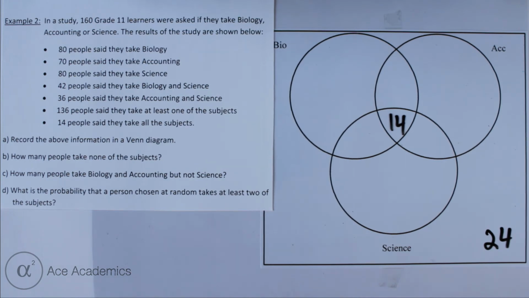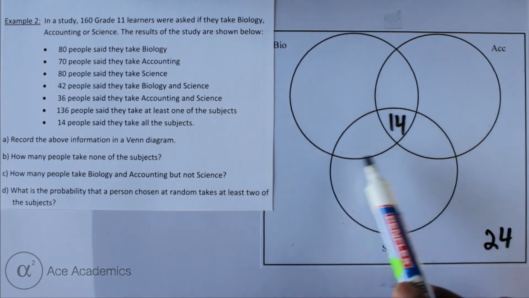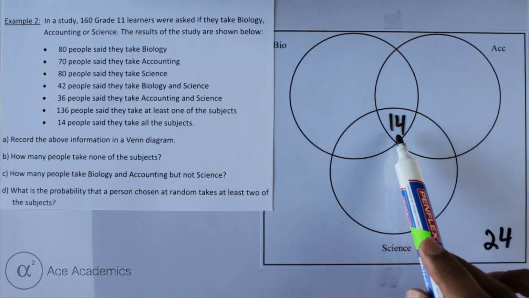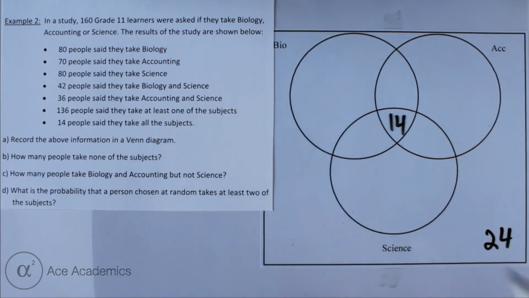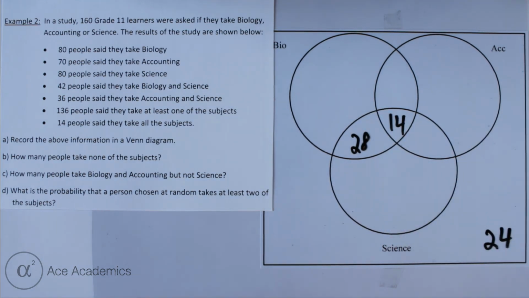The next step is to move on to where two circles intersect. So that'll be the third and the fourth last point, which is 42 people said they take biology and science. So if 42 people take biology and science, that means that this entire wedge here must be equal to 42. But the middle part is already 14. That means that 42 minus 14 must appear in this segment here. So 28 people appear in that segment.